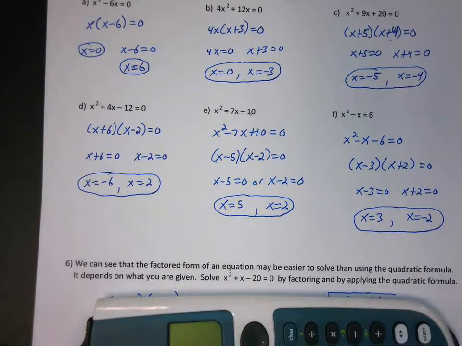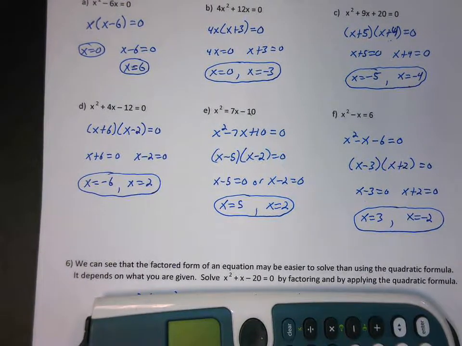We can see that the factored form of an equation may be easier to solve than using the quadratic formula. It depends on what you're given. So solve x squared plus x minus 20 equals 0 by factoring and by applying the quadratic formula. This is just so you see you can use either method to solve. You can always use the quadratic formula, no matter what your numbers are, but sometimes the algebra and arithmetic get trickier. So factoring, if you can factor, is usually the more efficient and faster way to solve quadratic equations, if the expression factors.